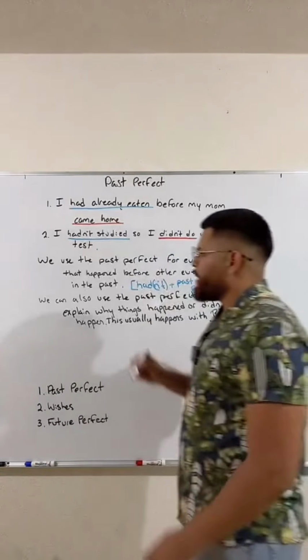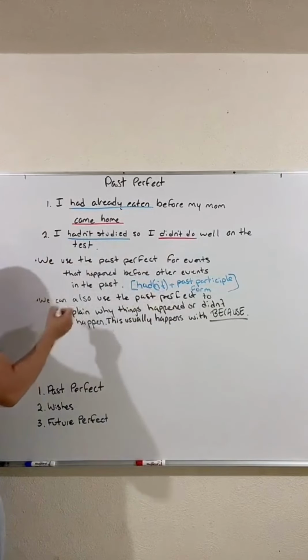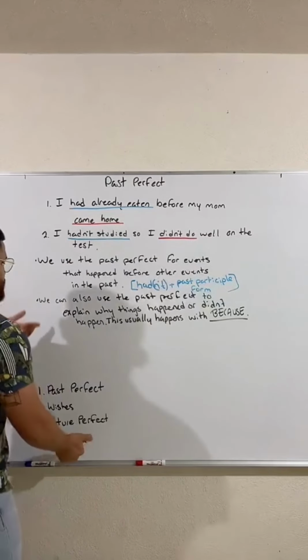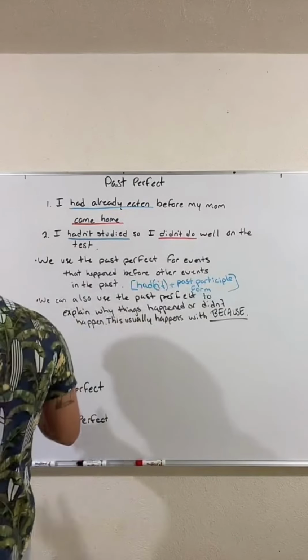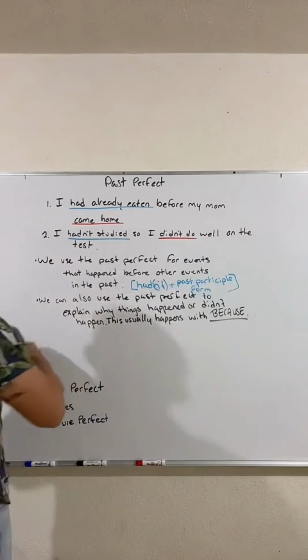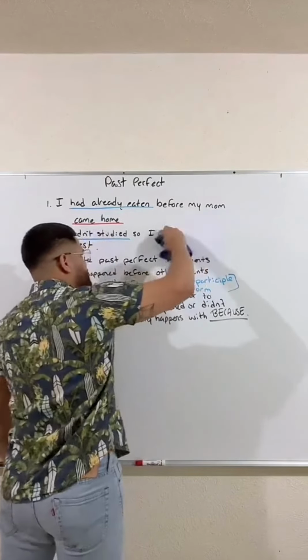All right. And those are the two main uses of the past perfect. Let me give you an example of when we can use the past perfect to explain why things happened or didn't happen. I'm going to erase number 2 and I'm going to rewrite it, but this time with an example with because.